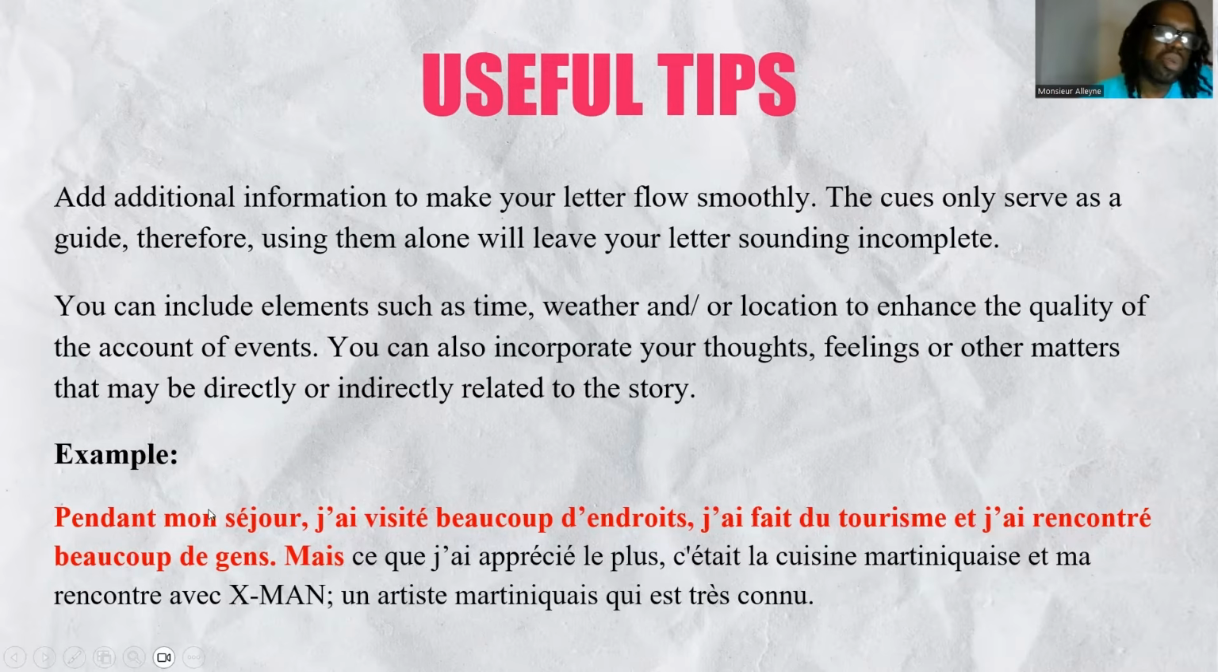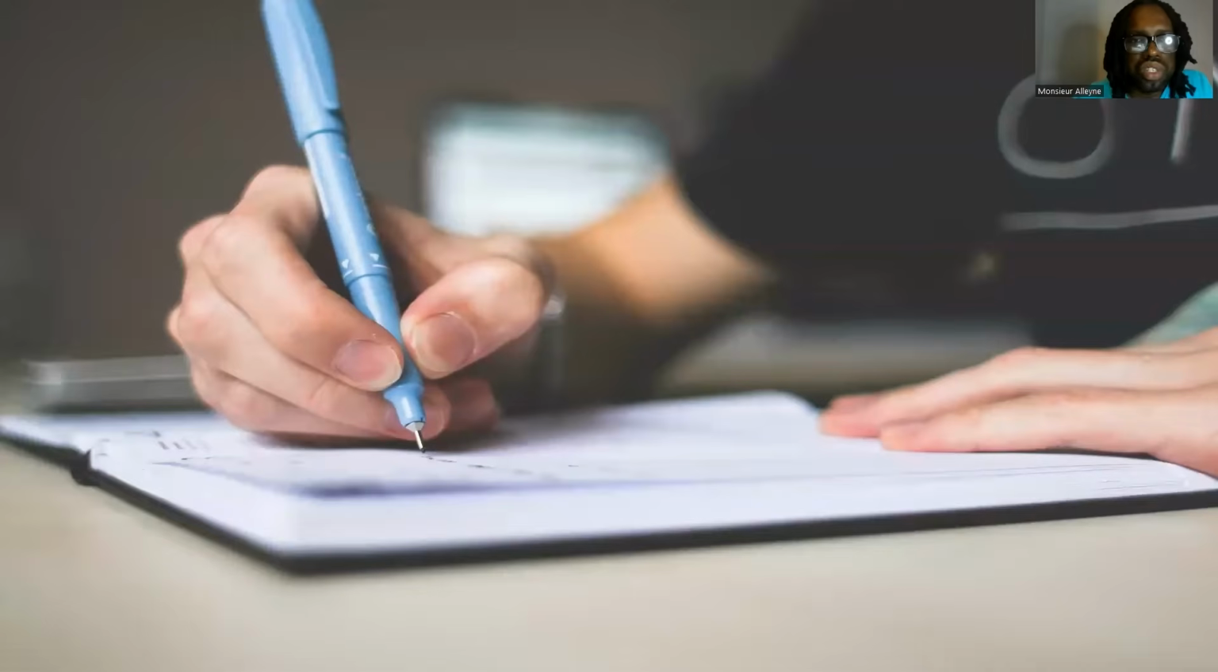So you can see now by adding this additional information, this now makes this piece of information that we wrote, based on what the cue required of us, flow. You see, by joining this together with what we wrote previously, it makes everything flow and make sense. All right, so I hope that is clear. Let's move on to the next slide.